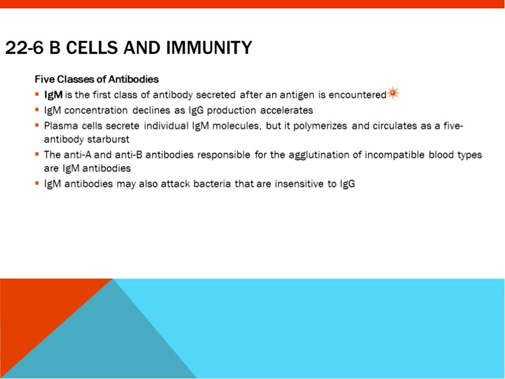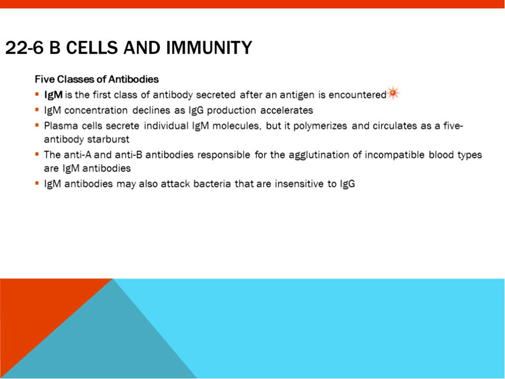For IgM, although it is not the largest class of antibody, nor the most diverse like IgG, it is the first class of antibody that's secreted after an antigen is encountered. So once we see this bacteria, this virus, this thing that isn't supposed to be there, IgM is the first class of antibodies that's secreted. Then, as IgM concentrations start to decline, IgG production is accelerating. So IgM is first on the scene, and IgG is going to be the next one on the scene. Its claim to fame is that it's the first one secreted after we encounter an antigen.